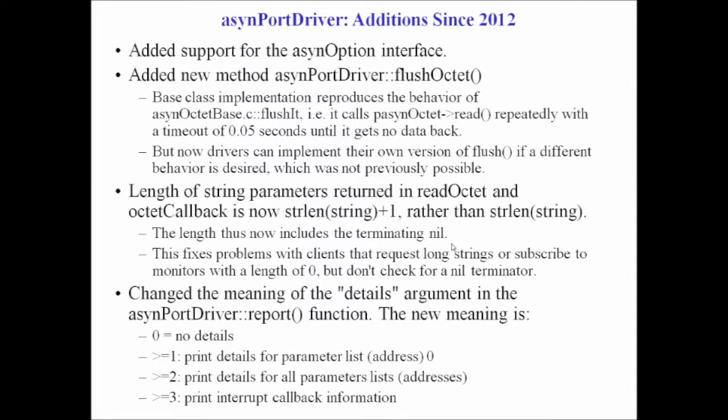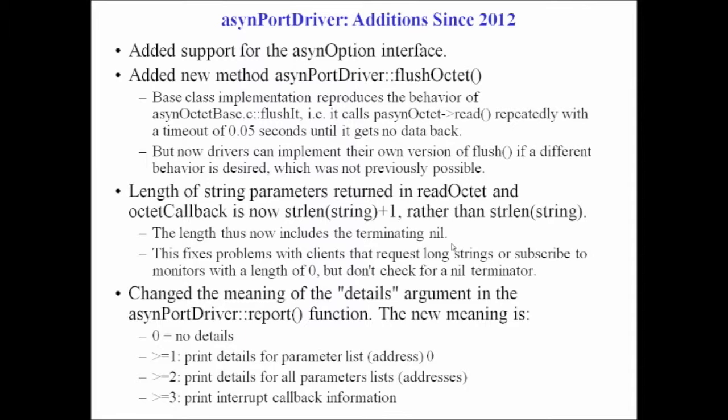This is an important change: the length of the string parameters returned in read octet and octet callback is now the length of the string plus 1 rather than the length of the string. So we put in a terminating nil, and we set the length to include that terminating nil character. There was some discussion on Tech Talk about this some time back, but I think this was the right way to do it.